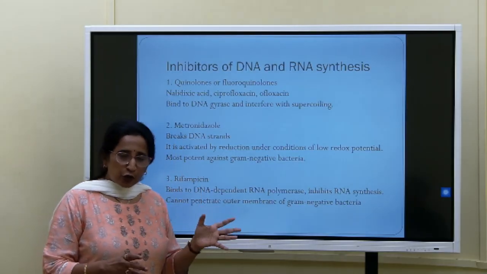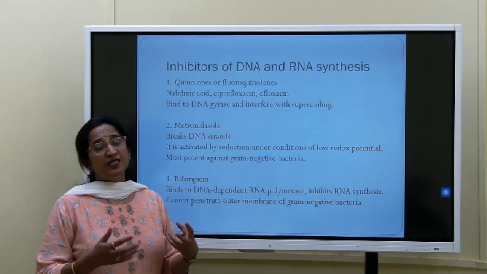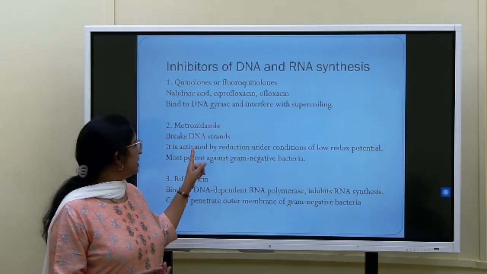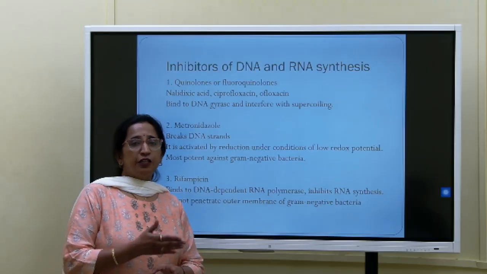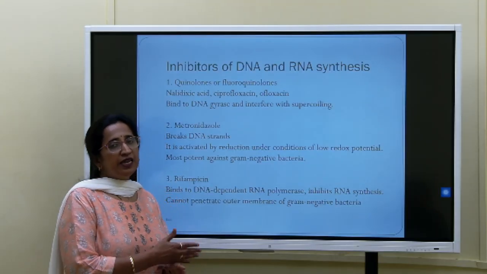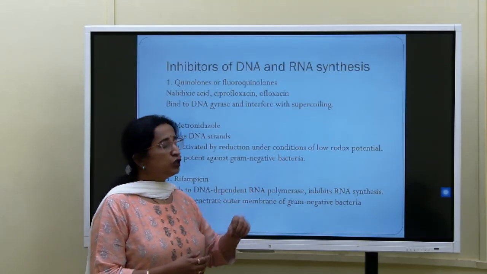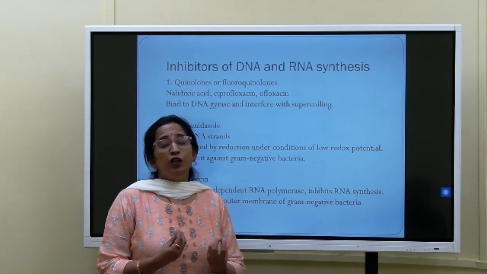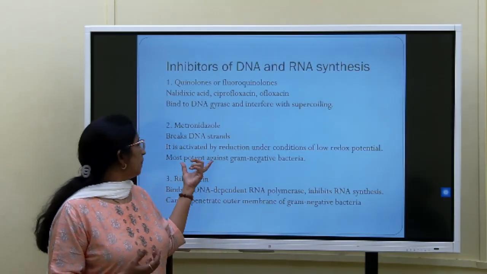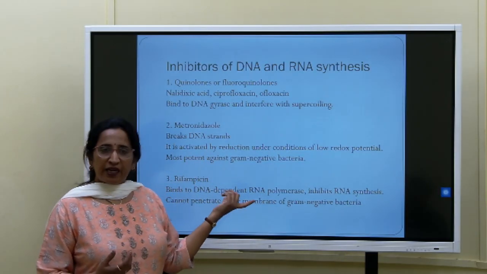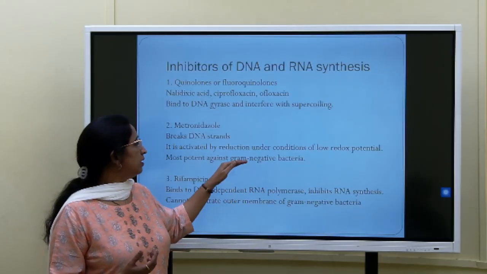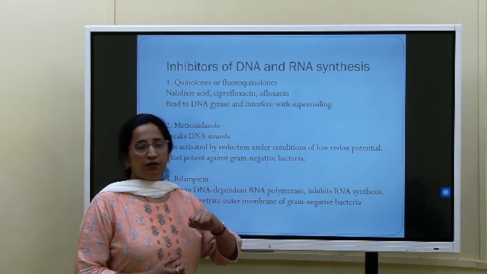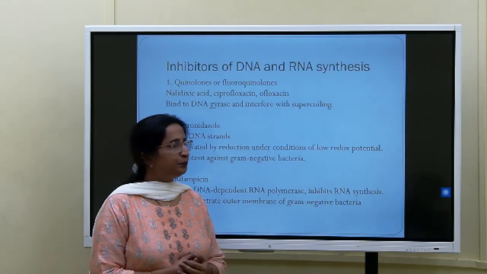Metronidazole actually damages or breaks the DNA strands. Now, interesting thing about this antibiotic is that it is activated only when it gets reduced. And how does it get reduced? It undergoes reduction under conditions of low redox potential. It means that it gets activated in anaerobic bacteria. So it is mostly effective against anaerobic bacteria and under those also against gram-negative anaerobic bacteria. Why? Because it is activated under reducing conditions.